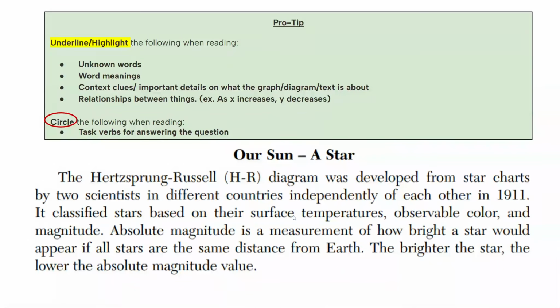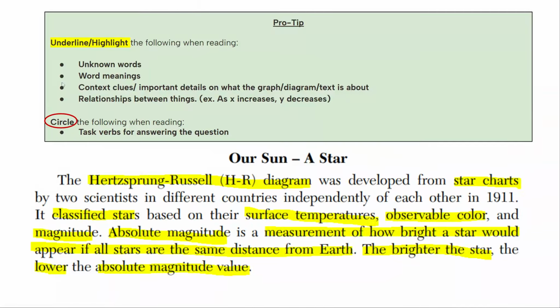So let's look at our first text, our sun, a star. As I'm reading, I'm going to highlight or underline these things. And keep in mind that whatever I underline or highlight doesn't have to be the same as what you're underlining or highlighting, but you'll see that underlining or highlighting helps you break down the paragraph or text and understand it better. So here are my highlights.